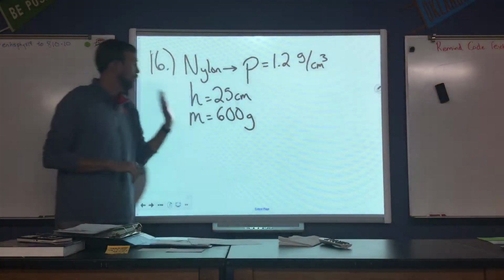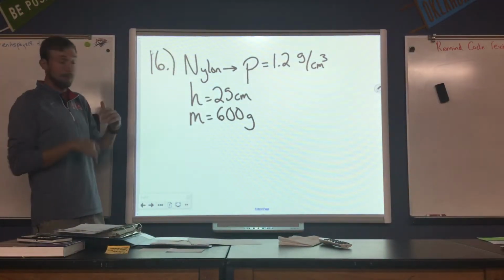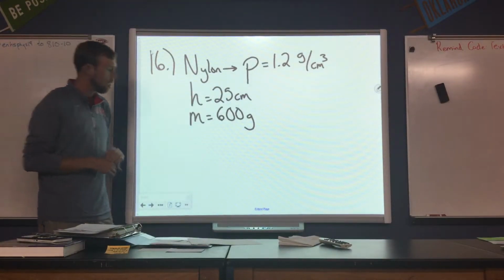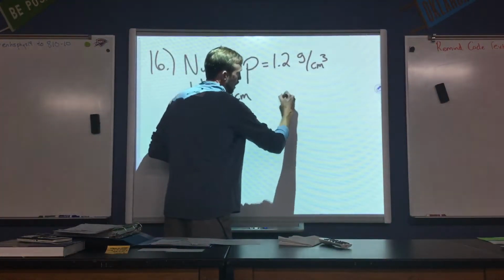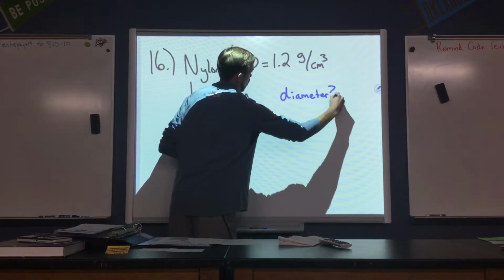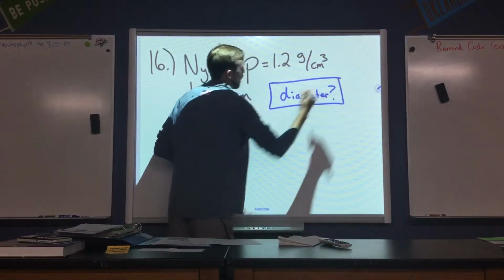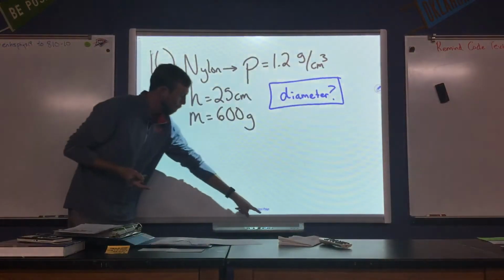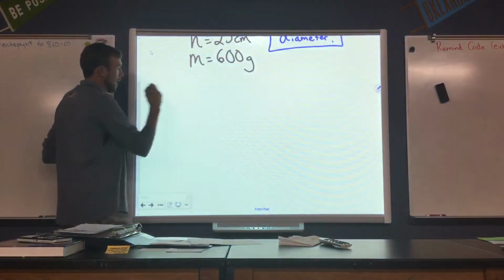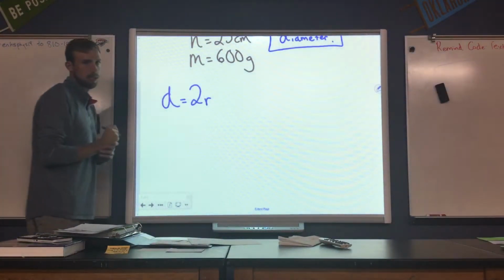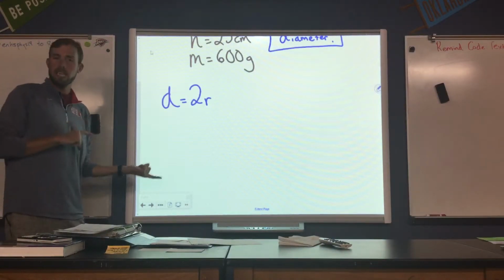Okay, so we have quite a few things here. We know the material that we'll be making our cylinders out of. We know the height of our cylinder. We know the mass. We are looking for the diameter. Now, diameter does not show up in any of our equations for volume. But here's what we do know. Diameter is 2 times our radius. So if we know the radius, we can get the diameter directly.